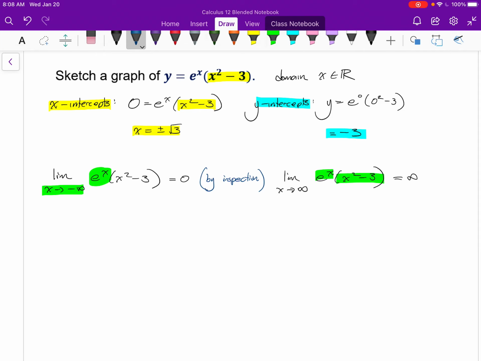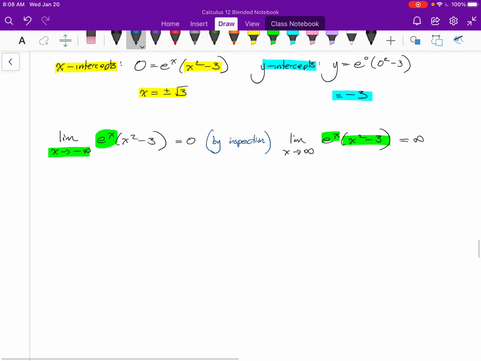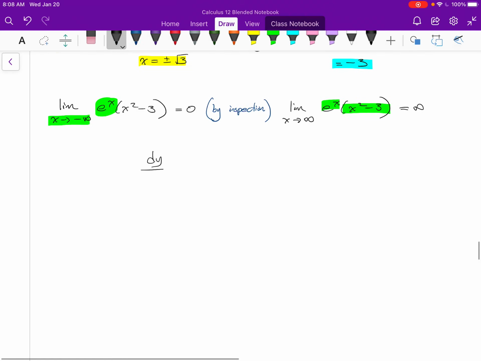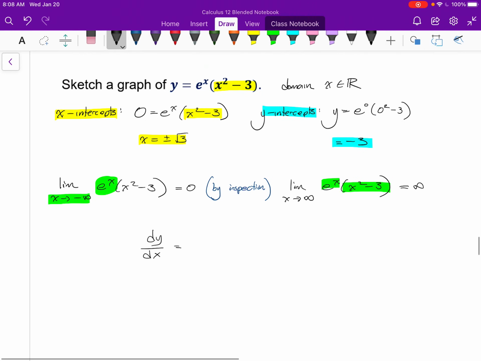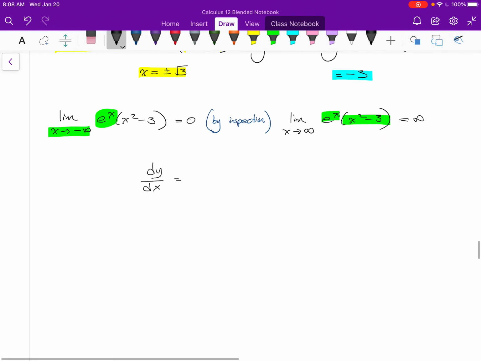All right, now let's find out where it's increasing or decreasing, which means I need to find my first derivative. Going back to my original function, if I want to start finding my derivative, I need to use the product rule. I have e to the power of x times a quadratic function. So using the product rule, I get this.